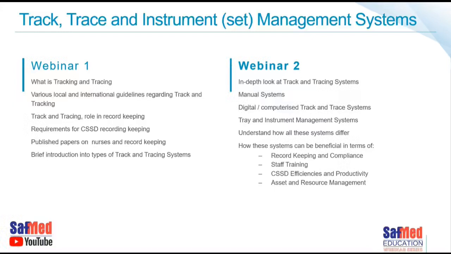We looked at the requirements of record keeping in the CSSD, so the type of records we need to keep and why we need to keep them and the guidance around that. We also, unfortunately or sadly, had to look at the published papers on nurses and record keeping and the history that we have and how sadly poorly we often are with that. And I think we tend to be patient focused, and as a result, we sometimes forget to document everything that it is we are supposed to document. And we did a brief introduction into the different types of tracking and tracing systems.